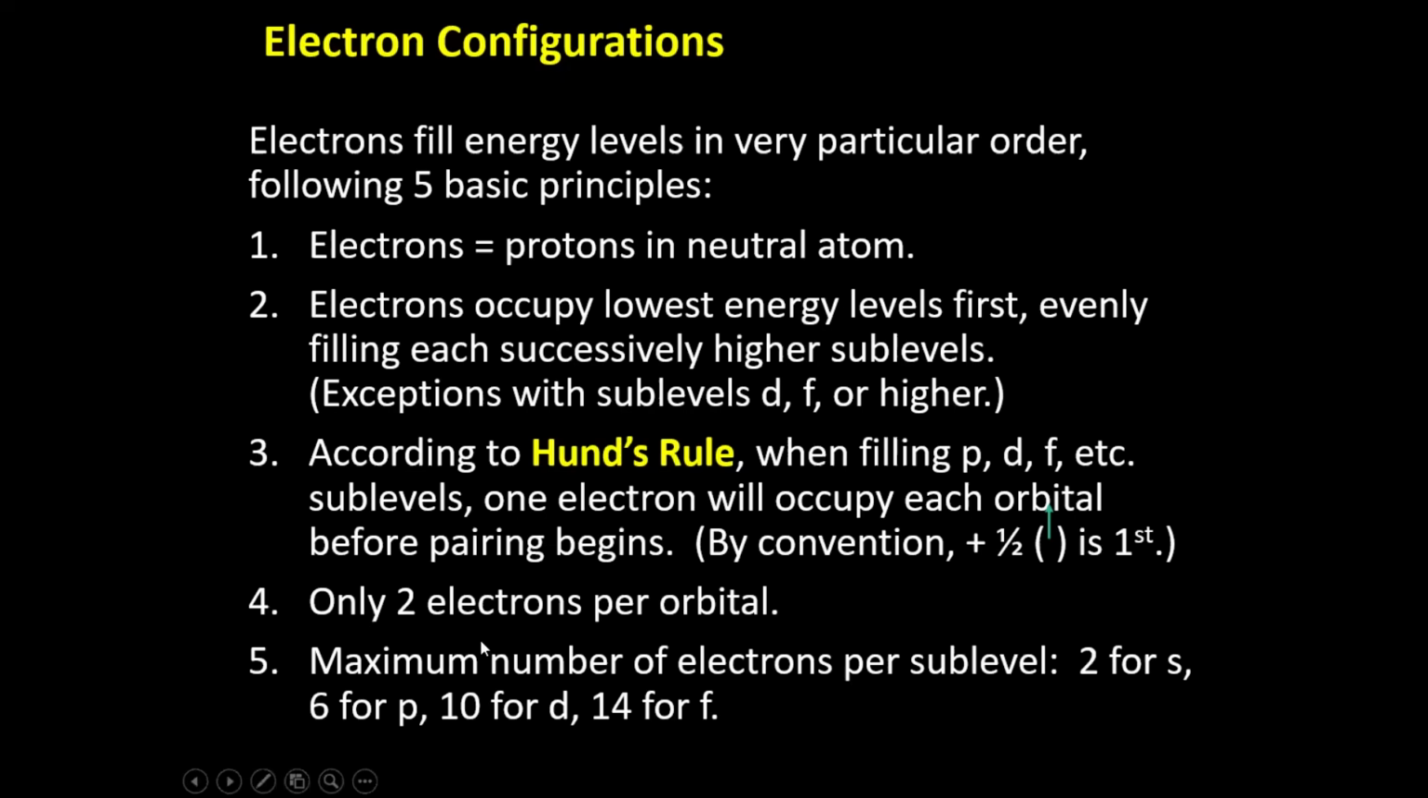Every orbital can only hold 2 electrons maximum. You can't put more than 2. And so this tells us how many electrons can fit in each sublevel. So S can hold 2, the P can hold 6, D can hold 10, and F can hold 14. This is probably not making sense yet, but it will in just a minute, so hold on.